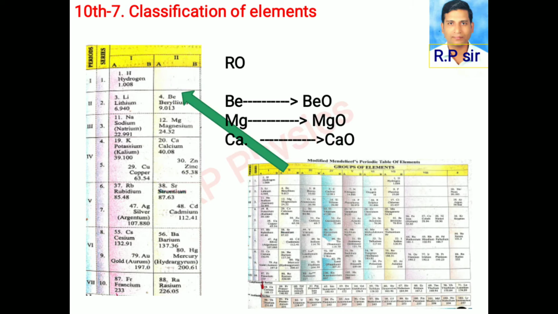Similarly, elements of the second column react with oxygen to form compounds with the general formula RO. For example, beryllium, magnesium, calcium, when they react with oxygen, form beryllium oxide, magnesium oxide and calcium oxide.